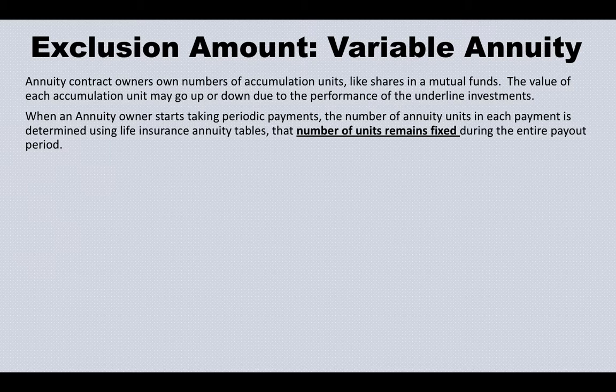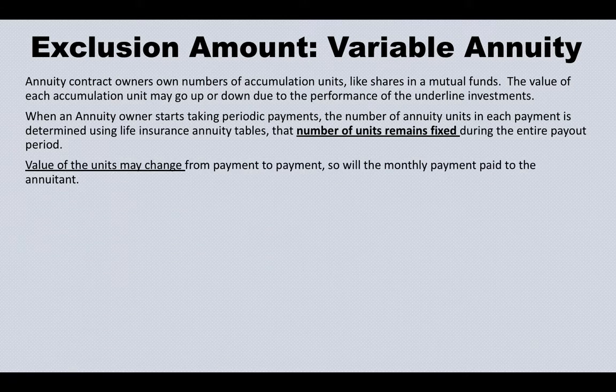So in that situation, you can see the value of each unit is not fixed, right? Your number of units is fixed. Which means, let's say you have 100 units per month. If the value goes up, your monthly payment will go up. If the value goes down, your monthly payment will go down. Let's see an example of this.